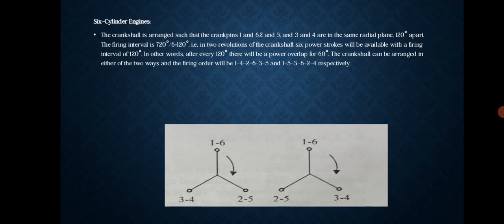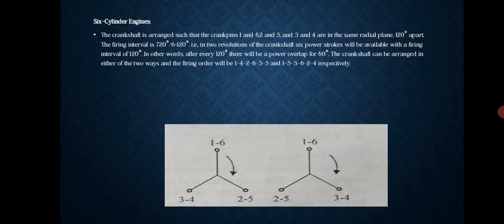Next is 6-cylinder engines. The crankshaft is arranged such that the crank pins 1 and 6, 2 and 5 and 3 and 4 are in the same radial plane 120 degrees apart. The firing interval is 720 degrees divided by 6, which is equal to 120 degrees. That is, in 2 revolutions of the crankshaft, 6 power strokes will be available with a firing interval of 120 degrees.